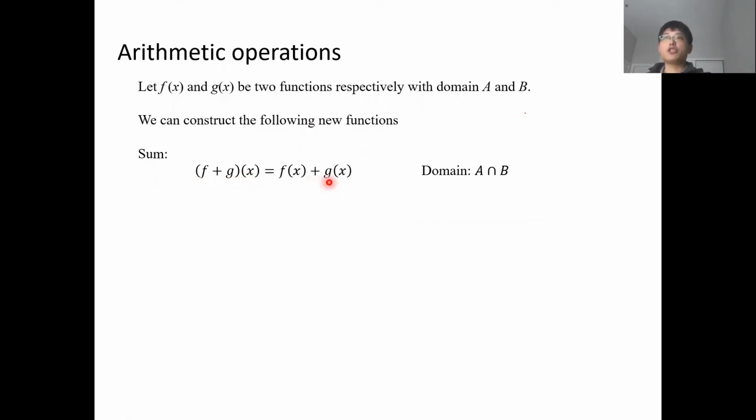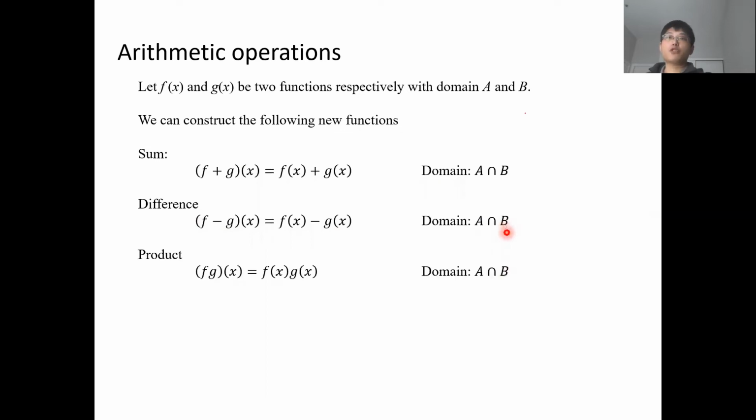Because in this expression, both f of x and g of x have to make sense, this sum function is defined only on the intersection of A and B. So the next one will be the difference function. Well, f minus g is simply defined to be f of x minus g of x. And similarly, the domain is A intersect B.